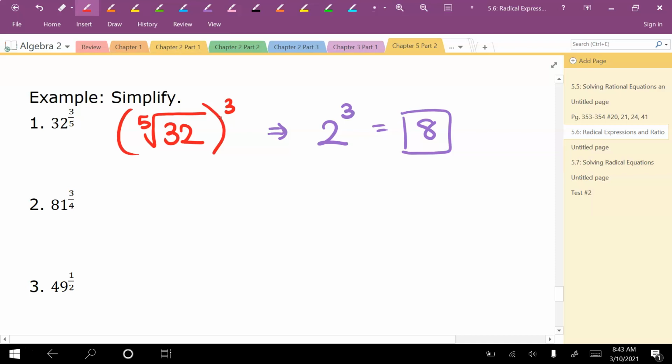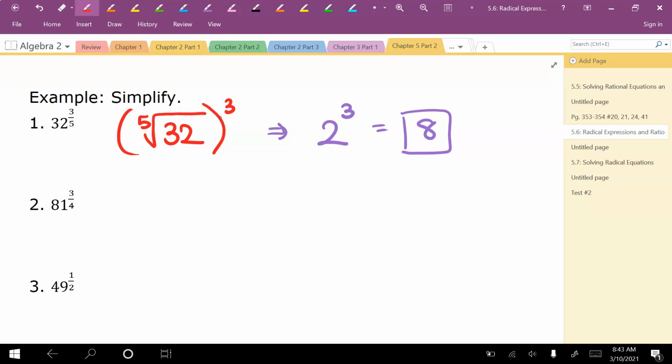Something else that might be helpful is to check your work. Your calculator, if you actually take that number 32 and you raise it to the exponent 3/5, if you type that in, your calculator should give you an 8. So you can always use that as a checking method, is to just type it in and see if you get the same answer.